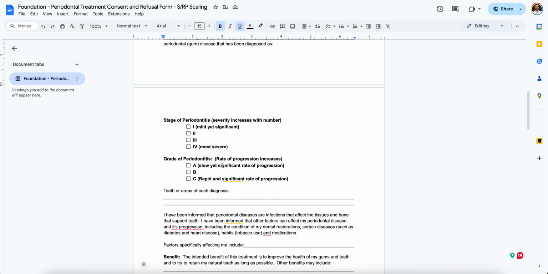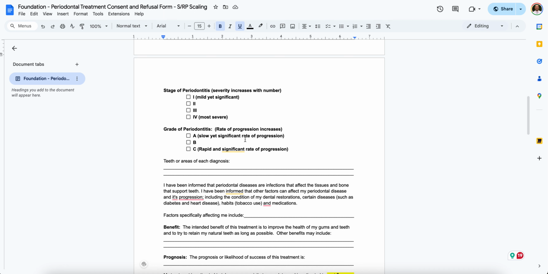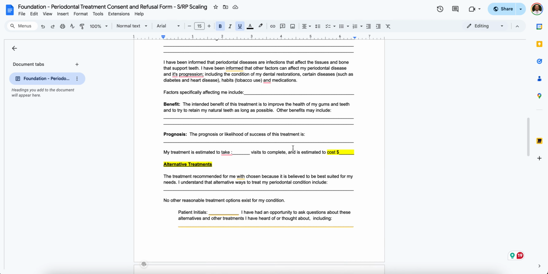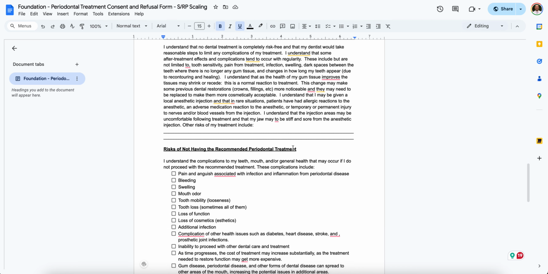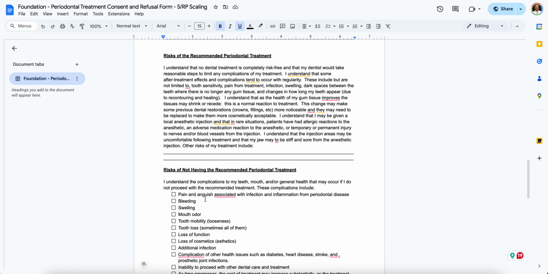Diagnosis is super important. I'm hoping every patient gets a diagnosis when it comes to periodontal disease. I feel like we do pretty well there. But where it comes down to patient refusal is this section here: risks of not having the recommended periodontal treatment.